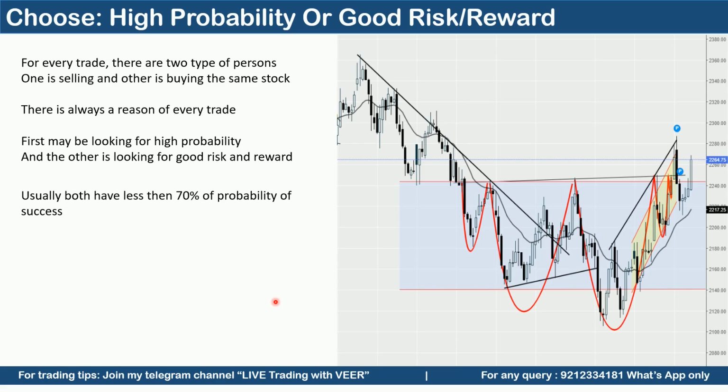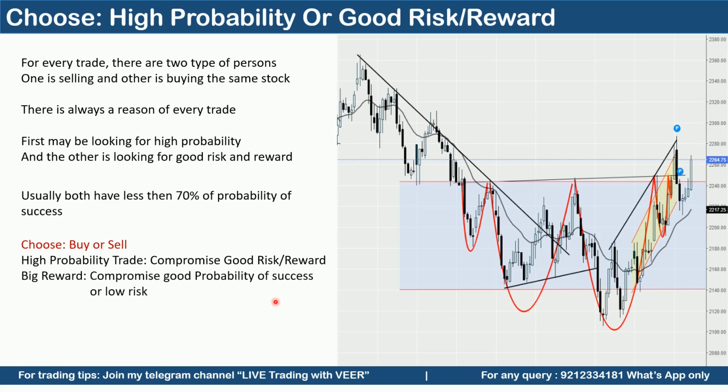So, friends, you have to choose wisely. If you choose a high probability trade, then you have to compromise on a good risk and reward ratio. If you go for a big reward, you have to compromise on the probability of success or on low risk. If you want to take less risk, you have to compromise on high probability trades or good reward trades. Choose wisely.